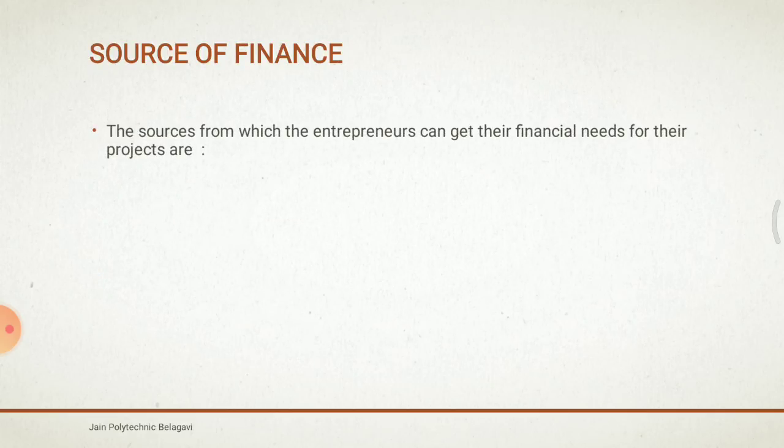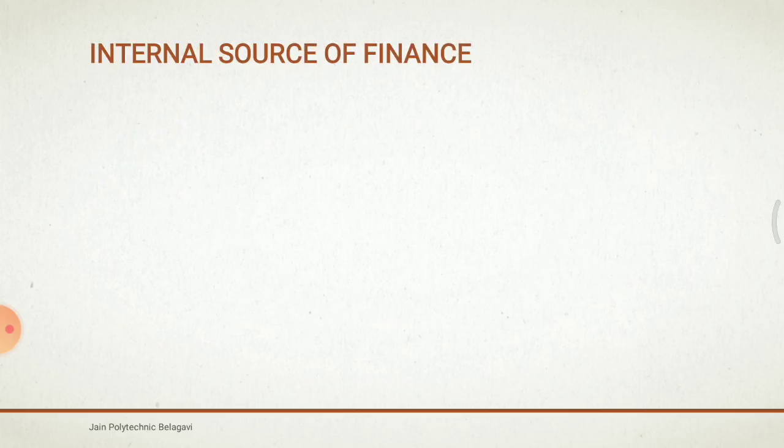The sources of financing of the enterprises are grouped. The financial needs for the projects are grouped into two types. First one, internal source and the external source. Internal sources of finance are personal and family savings, loans from the LIC and provident fund accounts, loans against assets like land and property, loans against shares and debentures, and loans from relatives and friends. That is the internal.